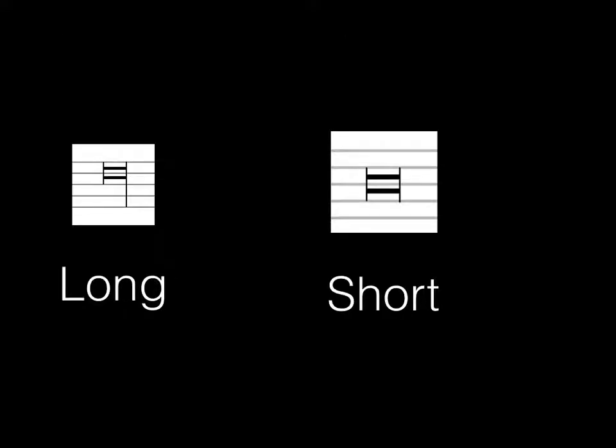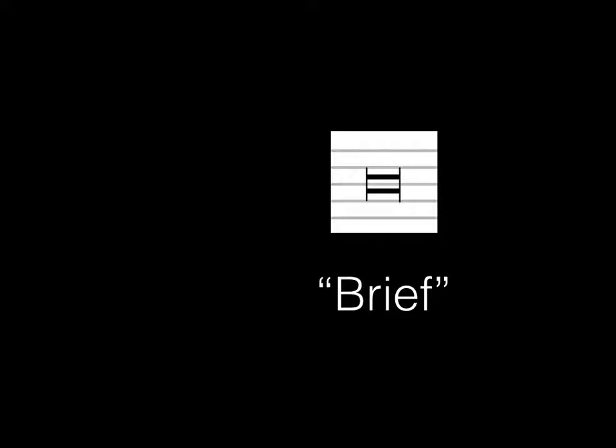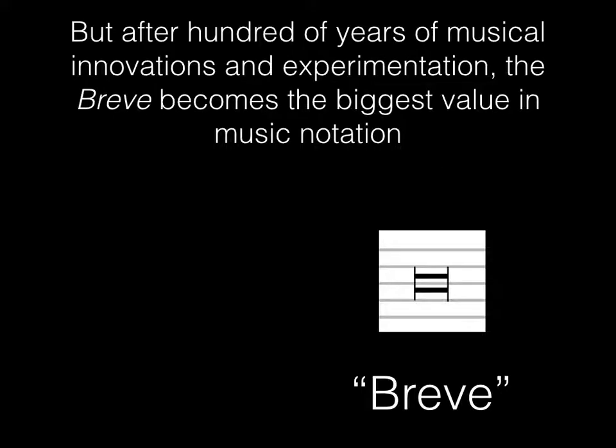And so you'd have something that looked like this and something that looked like that. A long was this box with a line on it, and then the short was just the box. They called the short the brief or the brev. And now, after hundreds of years of musical innovations and experimentation, note values become shorter and shorter and shorter, and the brev, the brief, becomes the biggest value in modern music notation.